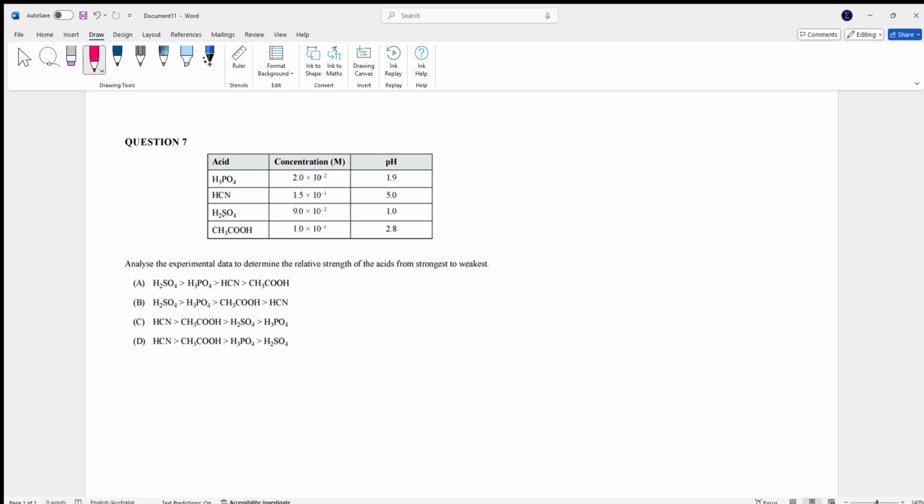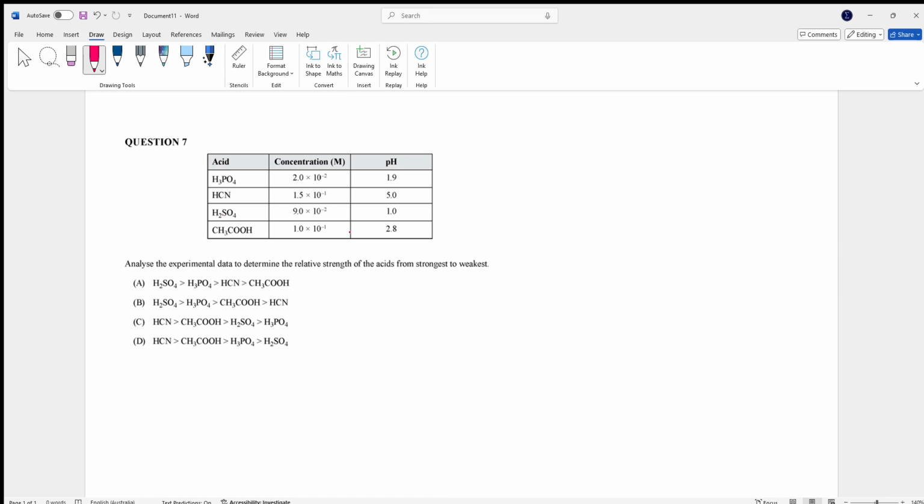So question 7, we're given a list of acids with their concentrations and the pH. Analyze the experimental data to determine the relative strength of the acids from strongest to weakest. Okay, so a common mistake that people would make in this question is just comparing the pH, because everyone's like, oh yeah, lower pH, more acidic, etc. Now that is true, however, the concentration matters because we have to account for how many moles were put in and how much of the moles have disassociated.